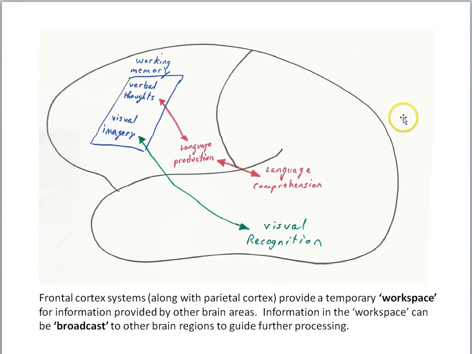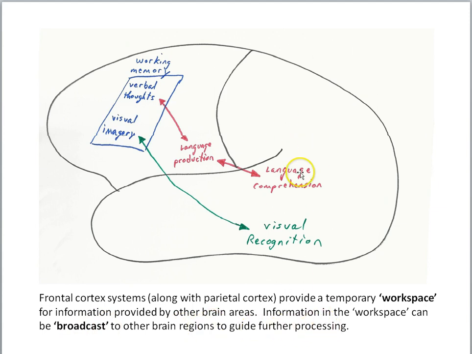In the previous lesson on the working memory system, we drew a box up here in the frontal cortex, and we said the working memory system is this short-term information manipulation system in the brain, similar to the RAM of a computer. We had the frontal cortex systems providing a temporary workspace. That's obviously a metaphor for information provided by other brain areas. Information in the workspace can be broadcast to other brain regions to guide further processing.